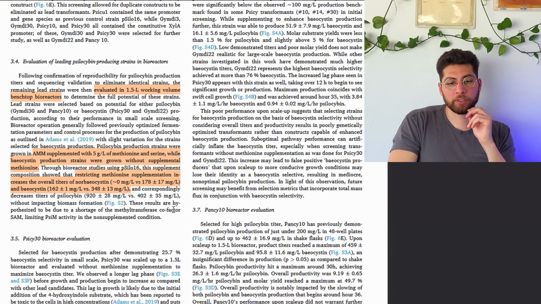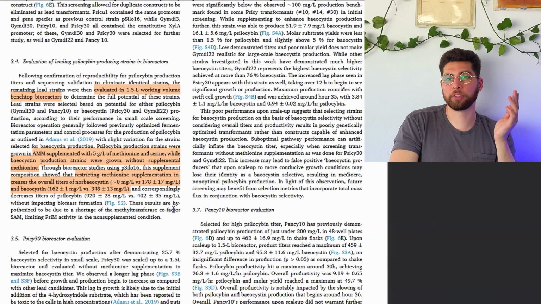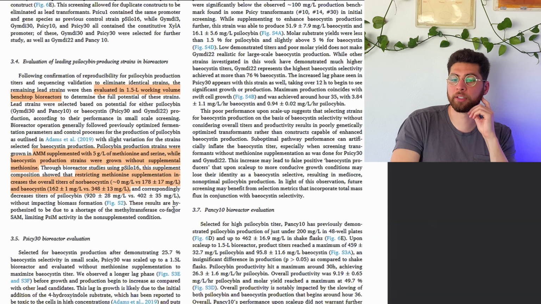Baeocystin production strains were grown without the supplemental methionine because, again, the methionine is only needed for cofactor production in the Psi-M step. So, I guess this was previously found in another paper, if you're trying to produce baeocystin, you should not add methionine so that more methylation steps don't occur. That makes sense.